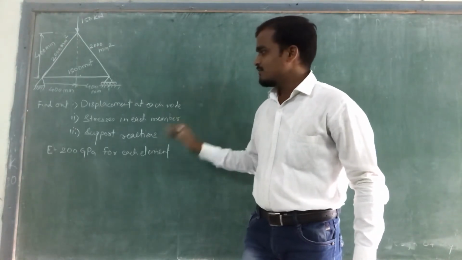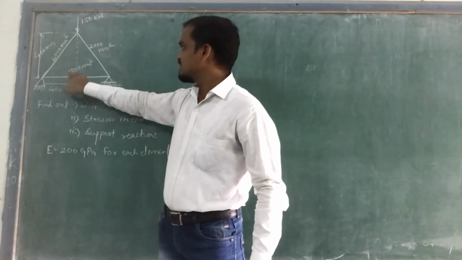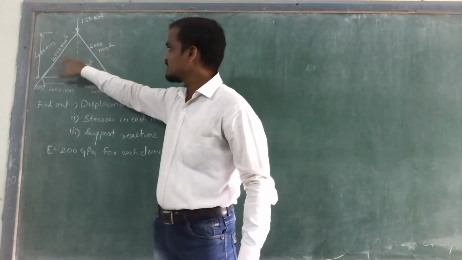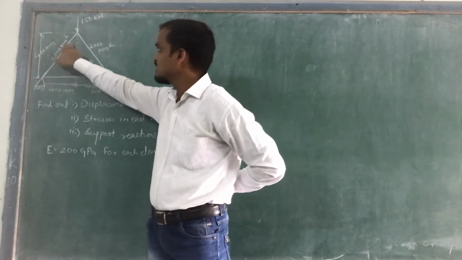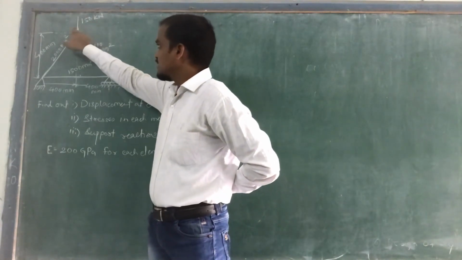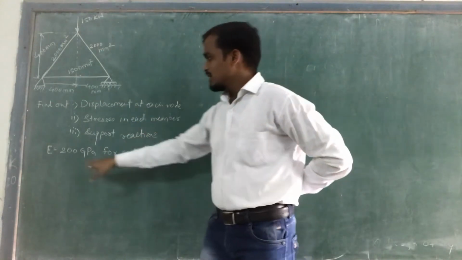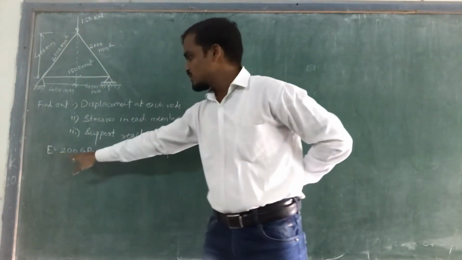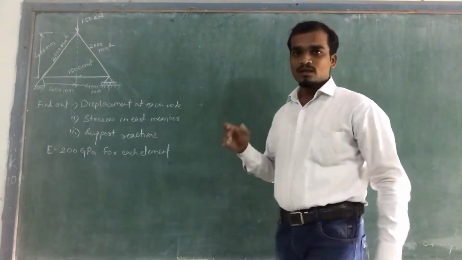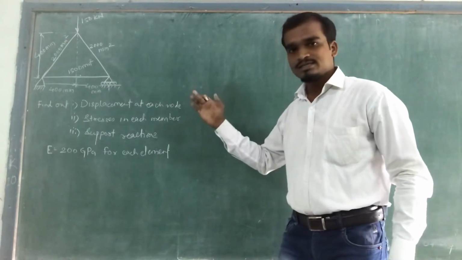This is the example with all areas given. The area for this element is 1500 mm square, the area for this element is 2000 mm square, and the area for the third element is 2000 mm square. Also a 152 Newton force is acting at node 3 in a downward direction. Also Young's modulus E is given as 200 gigapascal for each element. So now we will try to solve this example by using our truss element theory.